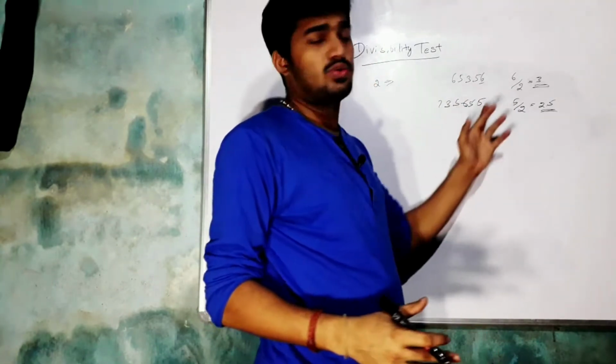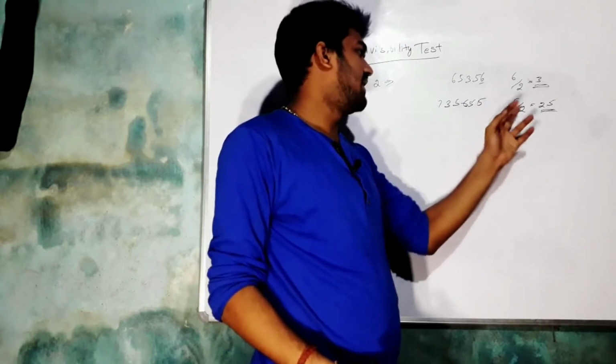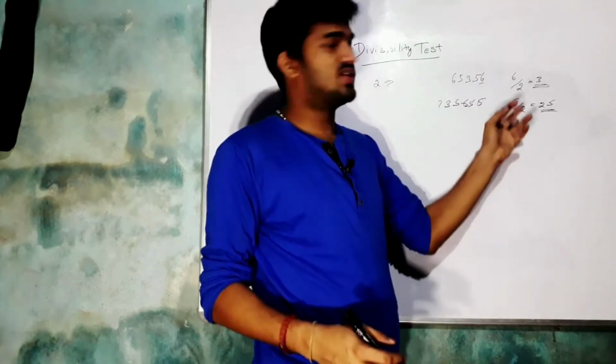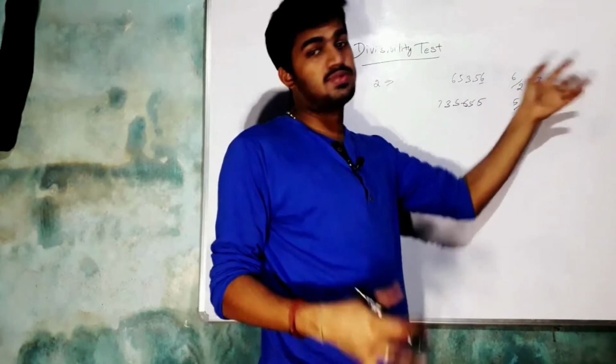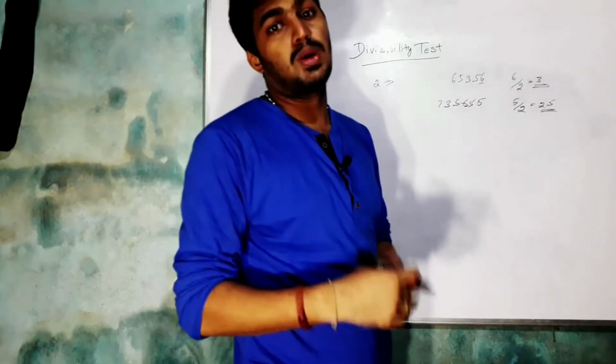So like that, you take the last digit of the number and divide it by 2. If you get a whole number, it's divisible by 2. If you get a fractional number, it's not divisible by 2.